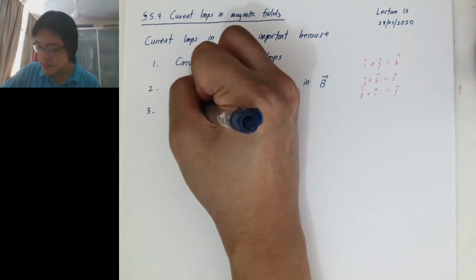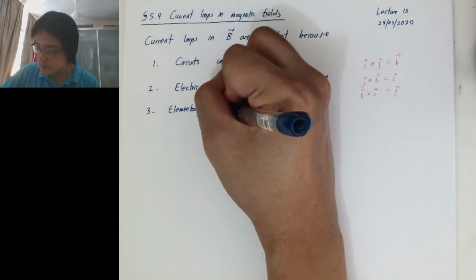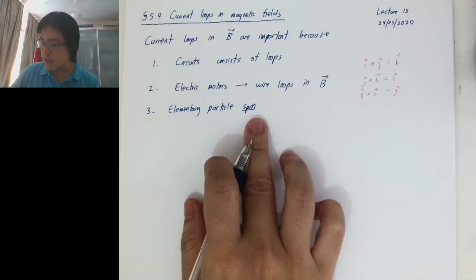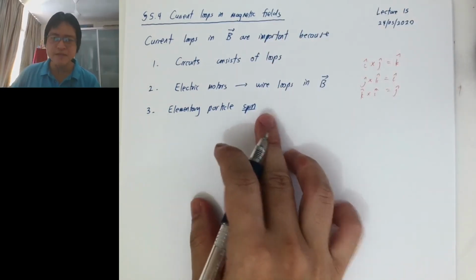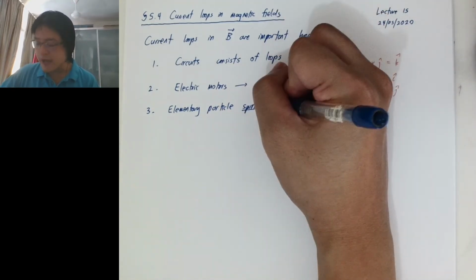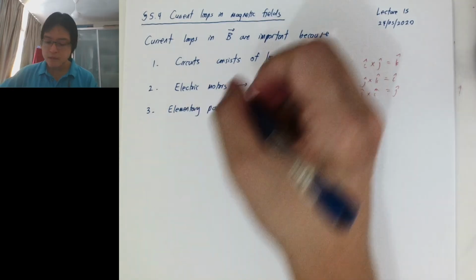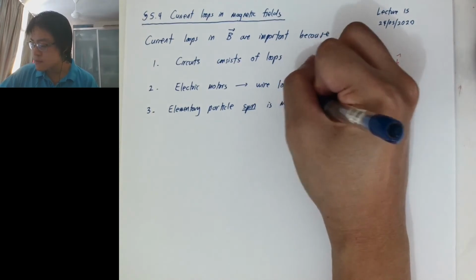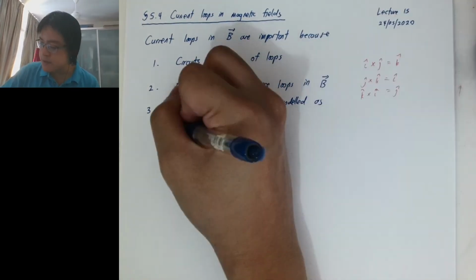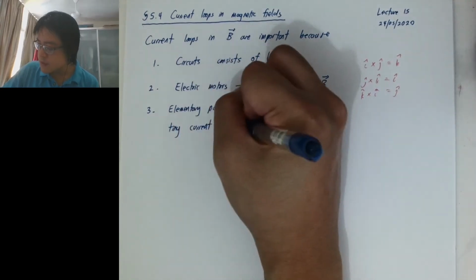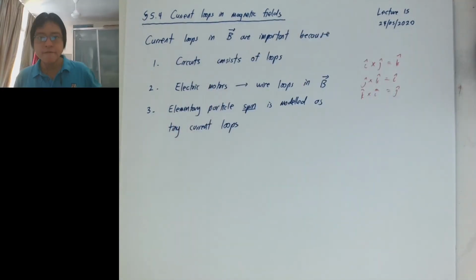Elementary particles have spin. I'm not sure if you are learning this in modern physics yet or maybe in the future, but every particle has something called spin, right? And we can model this as tiny current loops. So that is one important aspect of current loops in magnetic field.